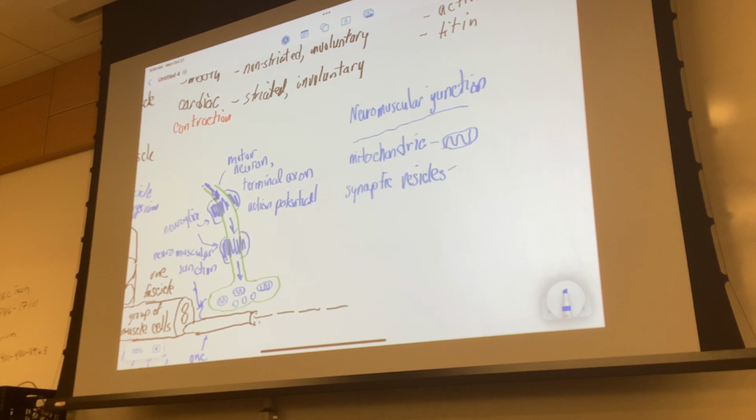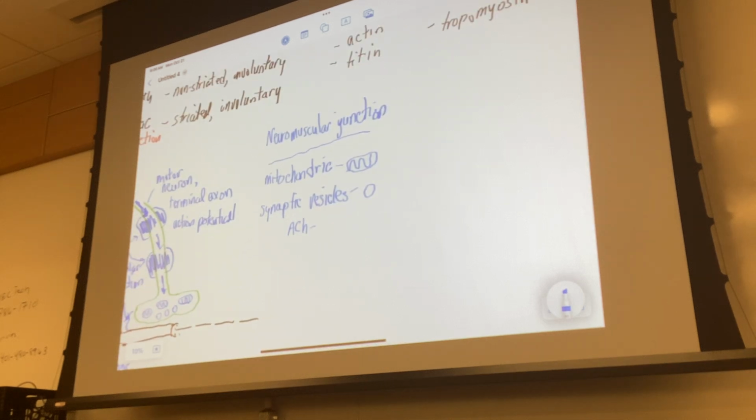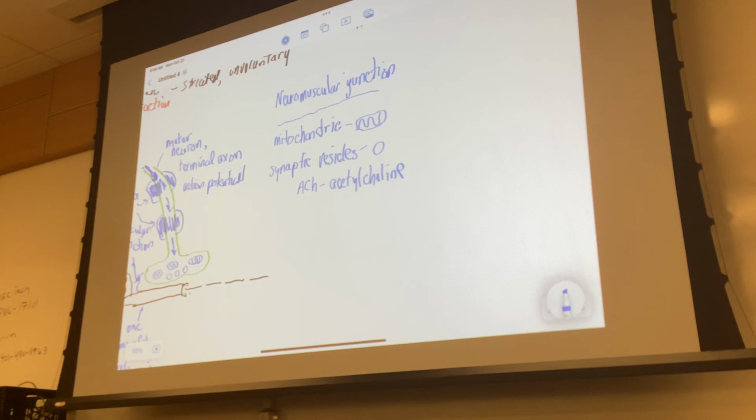And then these little circles right next to the mitochondria are called synaptic vesicles. And those synaptic vesicles have this thing called ACh. There's a bunch of these things, but one of the most important ones is called ACh. For neuromuscular junctions of skeletal muscle tissue, ACh is very, very important. And this is called acetylcholine. Acetylcholine, or ACh, is also known as a neurotransmitter.